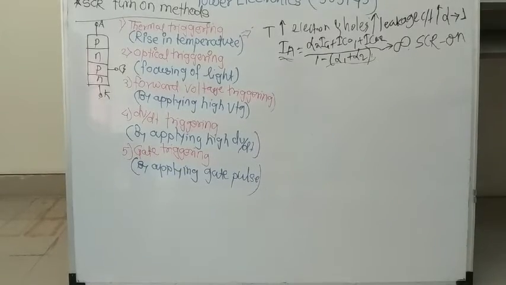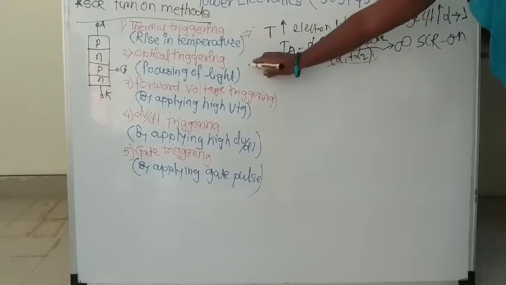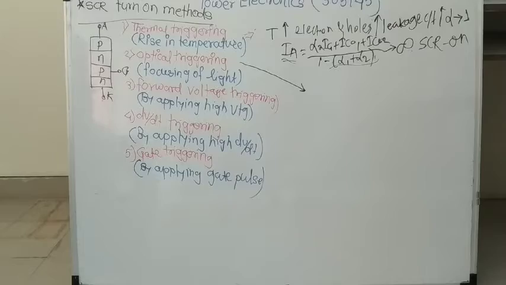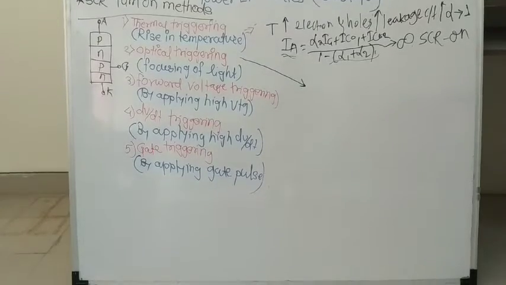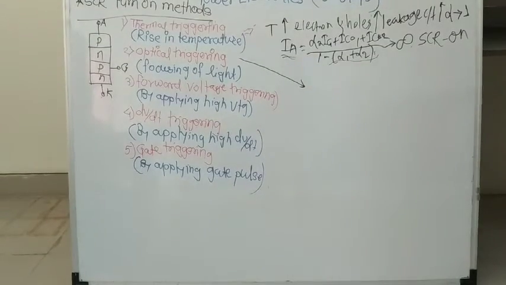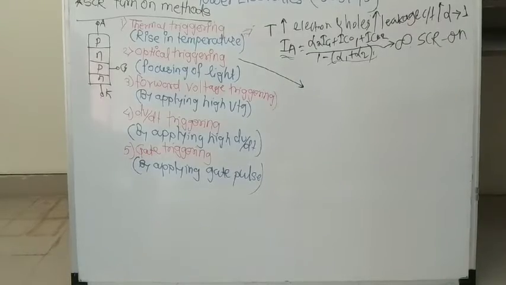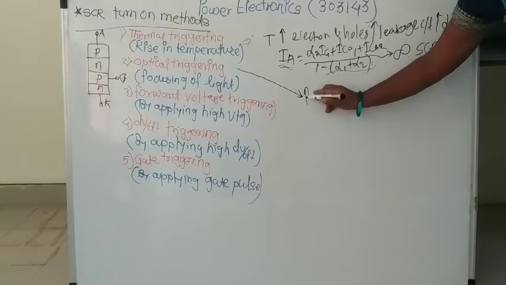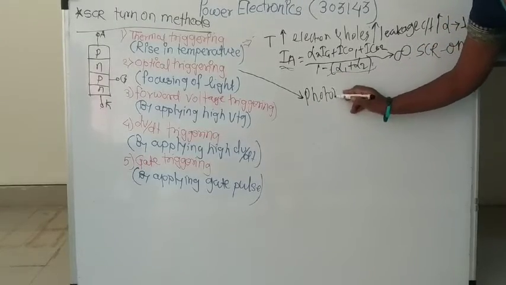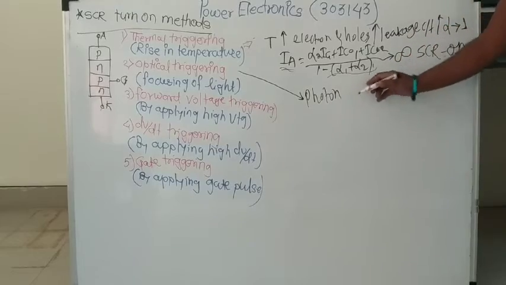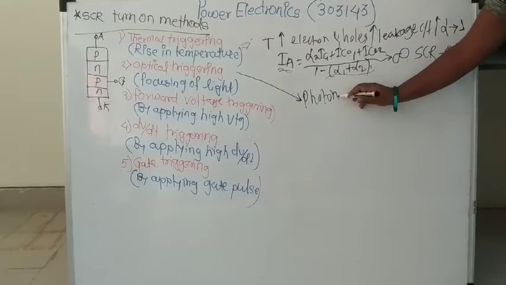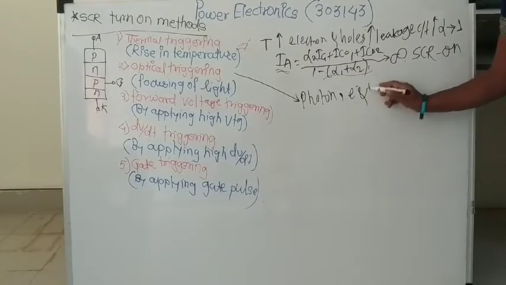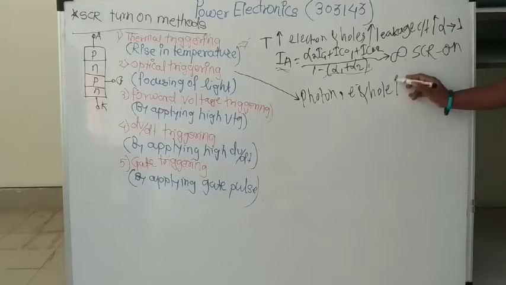Now second method is the optical triggering. Now see what happens in optical triggering. In optical triggering, instead of temperature we have to focus the light or incident the light or photons on the SCR. Due to light incident or photon incident on the SCR, when these photons get incident, at that time your electron and hole pairs increase.